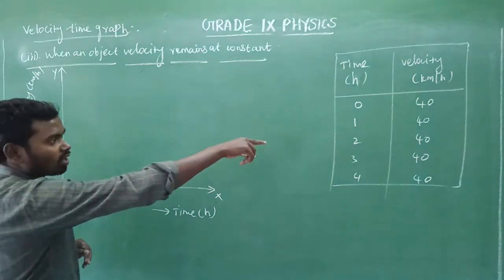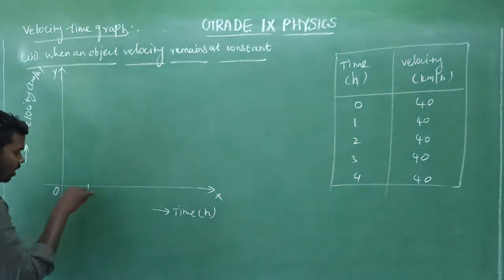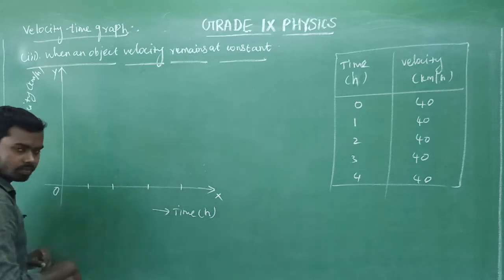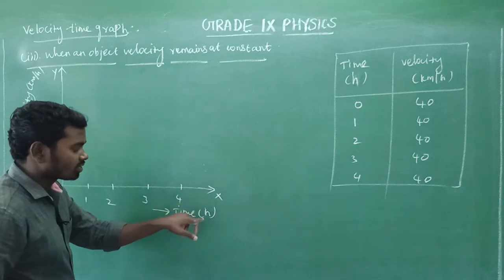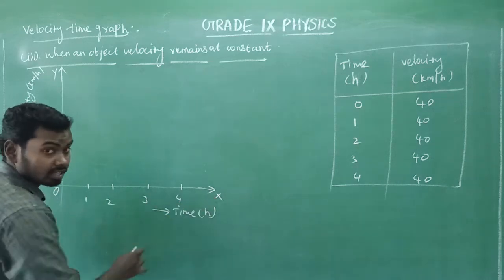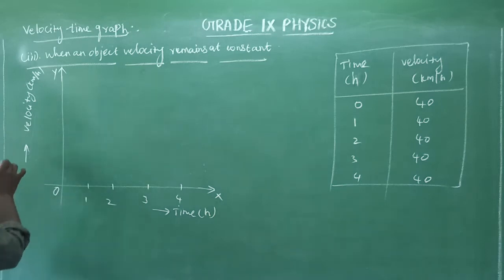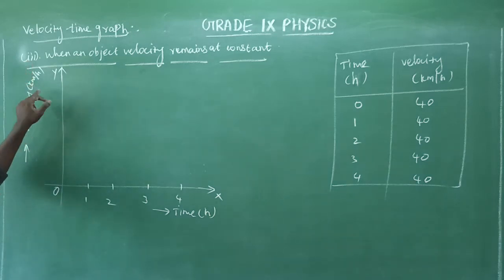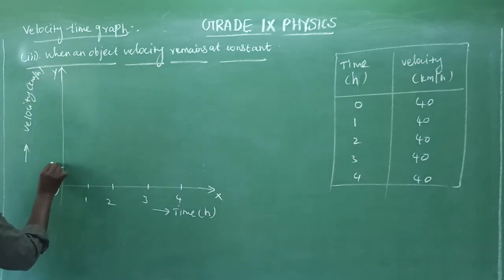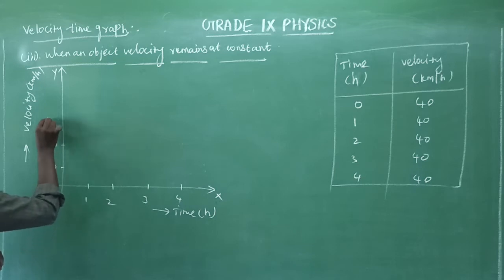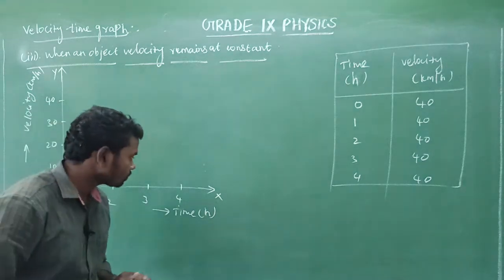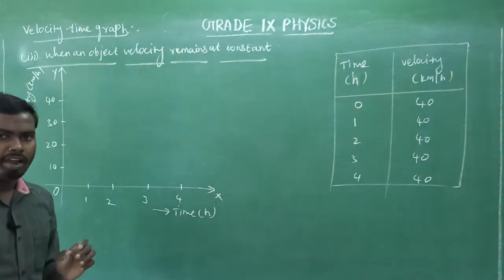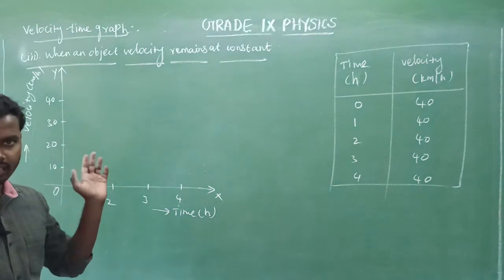And the time rate is how much? 1 hour, 2 hours, like that. So this is 1 hour, 2 hours, 3 hours, 4 hours. Time is taken along the x-axis in hours, sorry for that. Then velocity is taken along the y-axis in kilometer per hour. So this is 10 kilometer per hour, 20, 30, and this is 40. Is it clear? Next, plot all the points, which means mention all the points in the velocity-time graph.